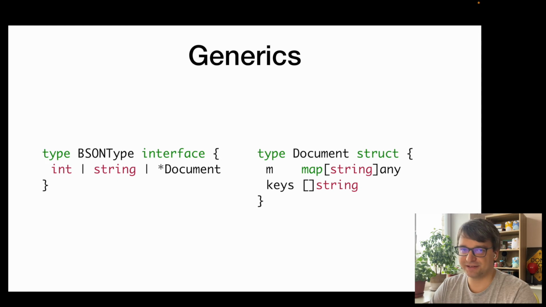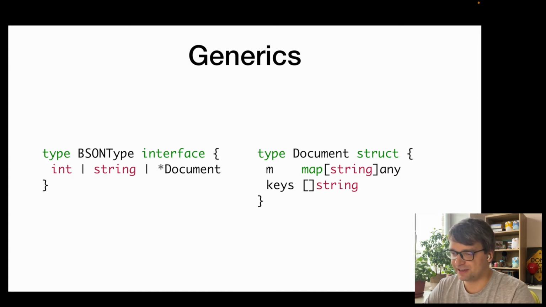And here is a document, and you can see that the map value here is any. Any is an empty interface in Go 1.18, so instead of interface and empty curly brackets, you can say any. But why don't we use BSON type here? Why did we introduce all those generics to have compile time safety, but here we use an interface which says even less than BSON type in the previous example?